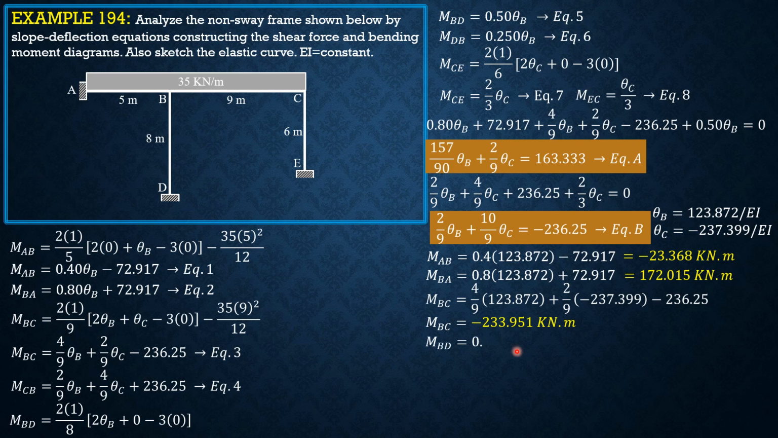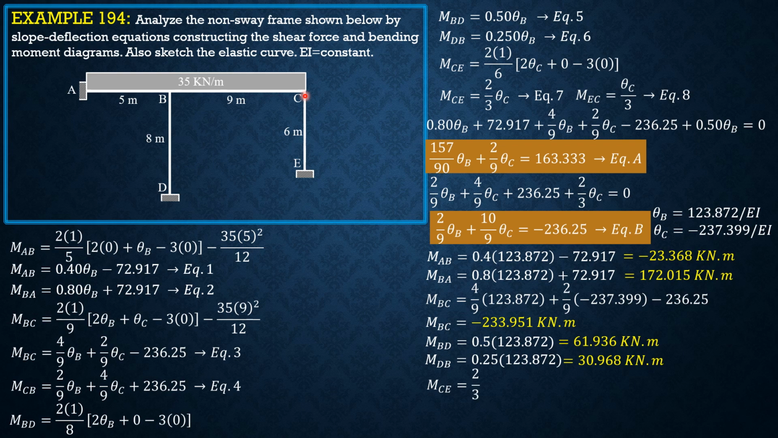Next is MBD, which is equal to 0.5 of theta B, 123.872. So MBD is 61.936 kilonewton meter. Then MDB is 0.25 of 123.872. So MDB is 30.968 kilonewton meter.